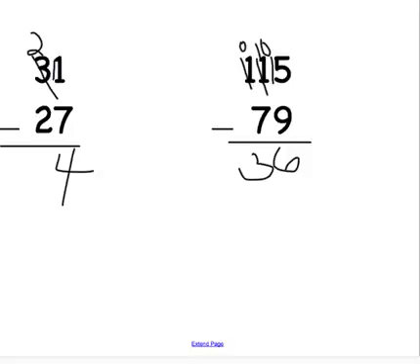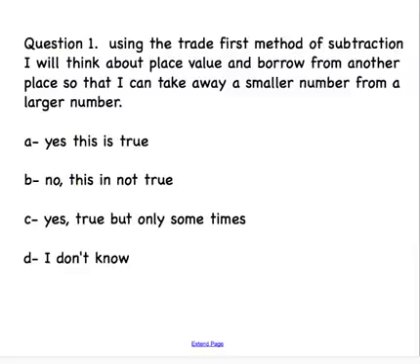Otherwise, continue on with the quiz in your journal. Question 1. Using the trade first method of subtraction, I will think about place value and borrow from another place so that I can take away a smaller number from a larger number. A. Yes, this is true. B. No, this is not true. C. Yes, true, but only sometimes. Or D. I don't know.